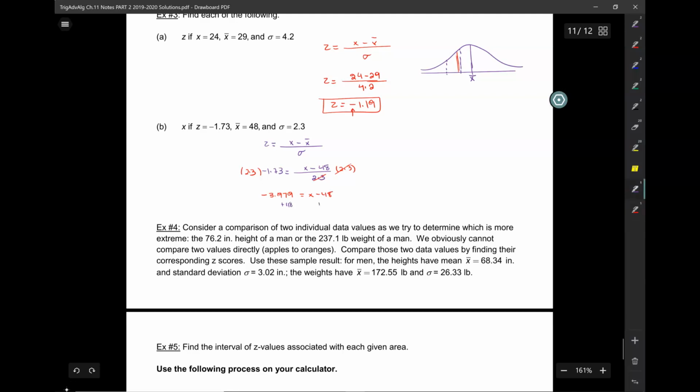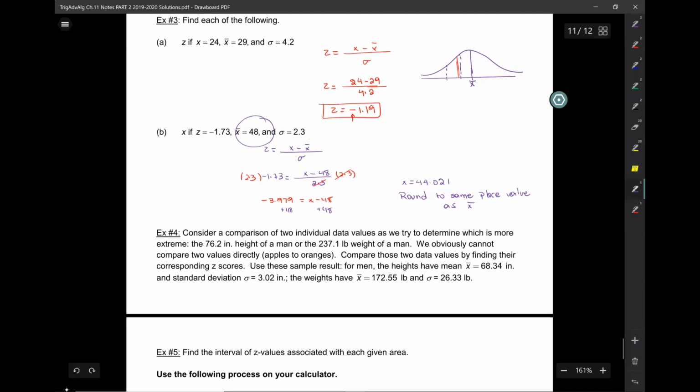Add 48. So x is 44.021 when I plug it in my calculator. Now, where do we round? You have to round to the same place value as x bar. So because x bar is an integer, no decimal places, we also say x is 44.